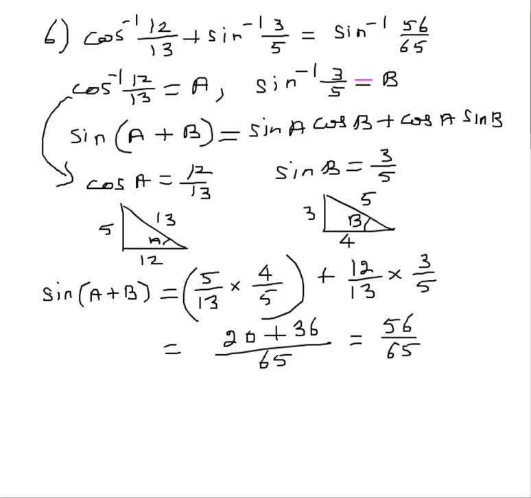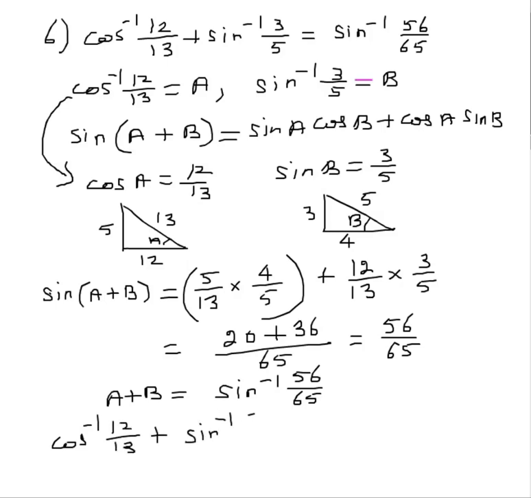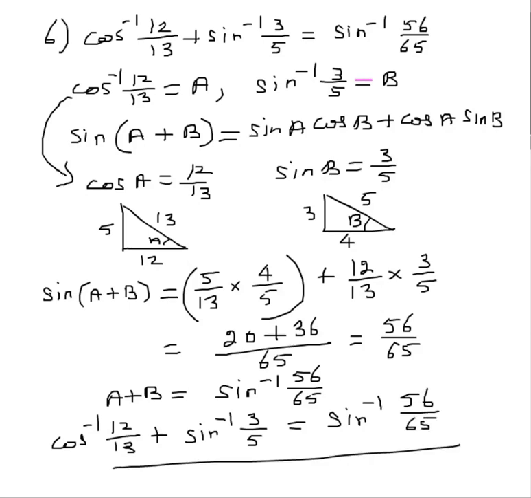So A plus B is sin inverse of 56 by 65. That is taking sin inverse on both sides. Now substitute for A and B. Our A is cos inverse of 12 by 13. B is sin inverse of 3 by 5, and we have proved that this is equal to sin inverse of 56 by 65. So you may use this substitution method or changing them to tan inverse and using tan inverse of x plus tan inverse of y formula method.